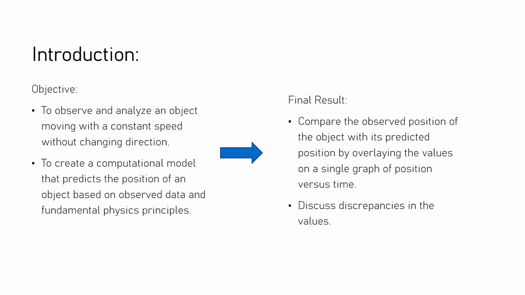The two main objectives of the lab were to observe and analyze an object moving with a constant speed without changing direction, and then to create a computational model that predicts the position of the object based on the observed data and fundamental physics principles. After this, we could compare the observed position with the predicted position by overlaying the values on a single graph of position versus time, and then discuss the similarities and differences in the two values.